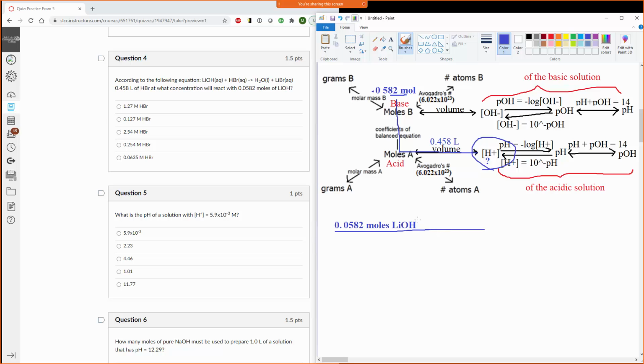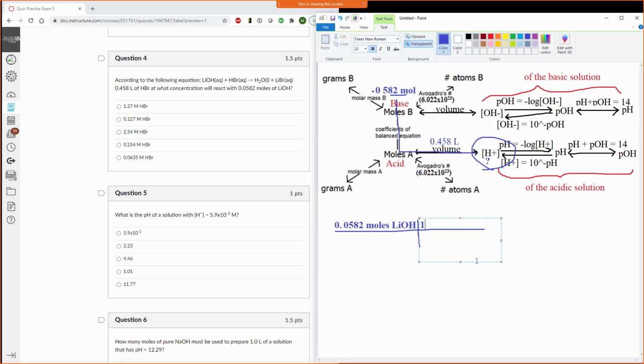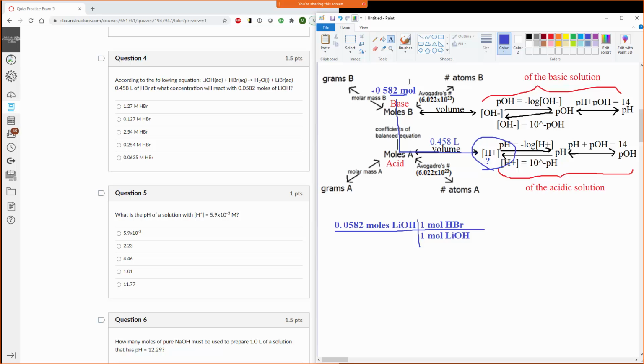And the roadmap says use the coefficients, and we already said that was balanced. All the coefficients are 1 and 1, so that's really nice. One mole of my HBr is going to react with 1 mole of my LiOH. Good. Excellent. You got it. And now, once I use that, I should be at moles of A, and sure enough, my moles of lithium hydroxide cancel, and I have moles of the acid.